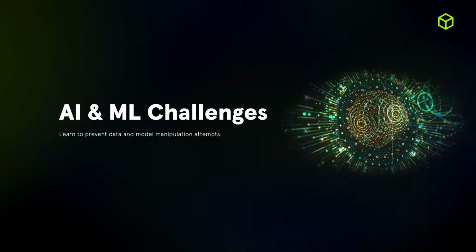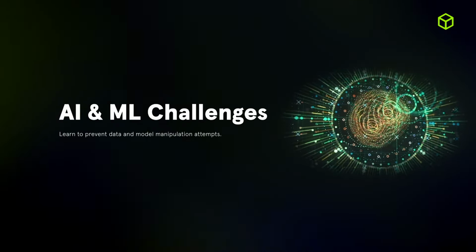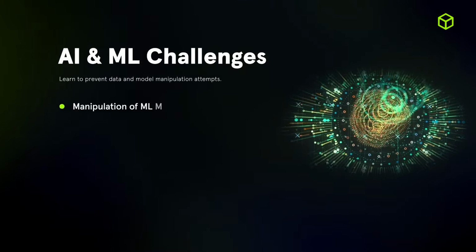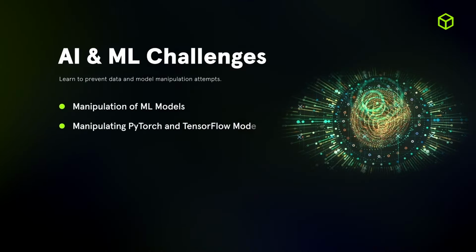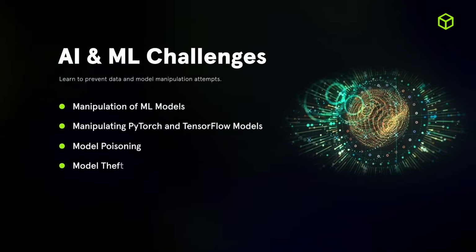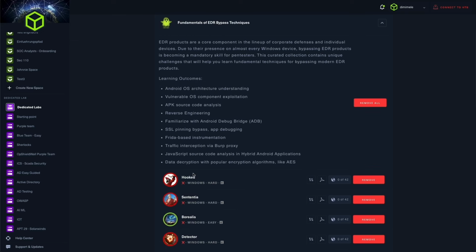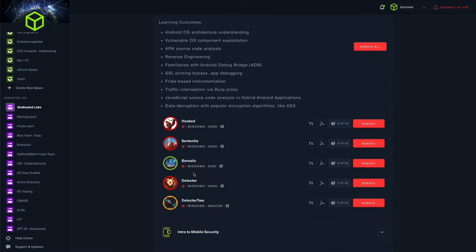The AI and Machine Learning Challenge category prepares teams to prevent data and model manipulation attempts by becoming familiar with key technologies and processes such as manipulation of machine learning models, manipulating PyTorch and TensorFlow models, model poisoning, model theft, and much more. We also developed a new curated path on EDR Bypass Techniques. This collection of 5 machines of varying difficulties is your gateway to mastering EDR evasion.